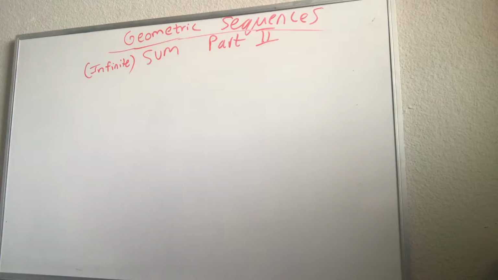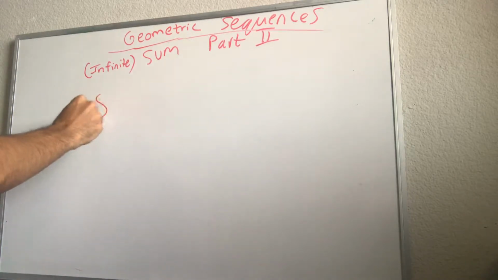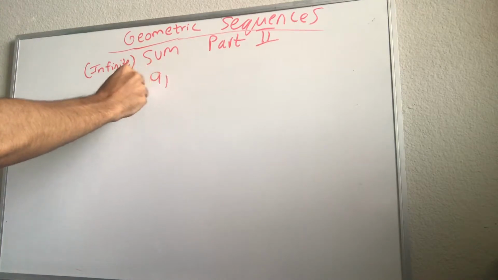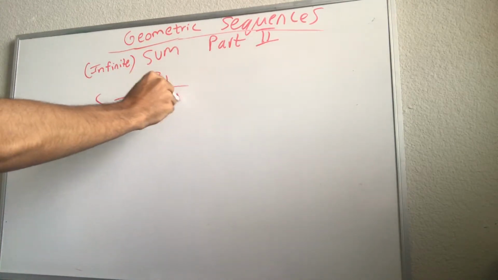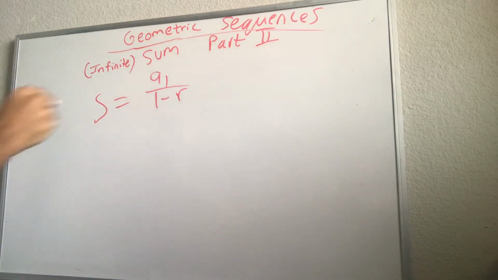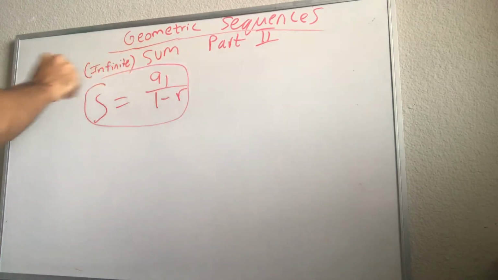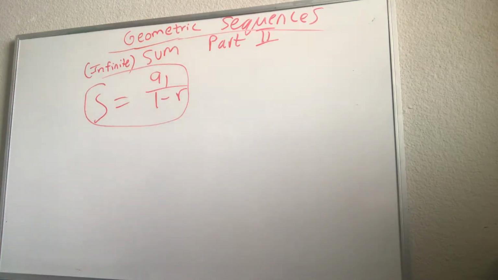When we were looking at finite geometric sequences, there was a different formula that we were looking at. So now here there's again a different formula. This one's much more straightforward. It just states that the sum is equal to a1 divided by 1 minus r. That's the formula that you really want to know if you see an infinite sequence.